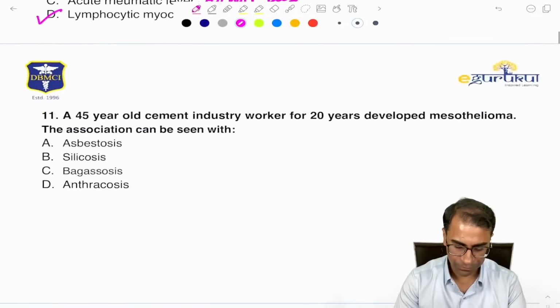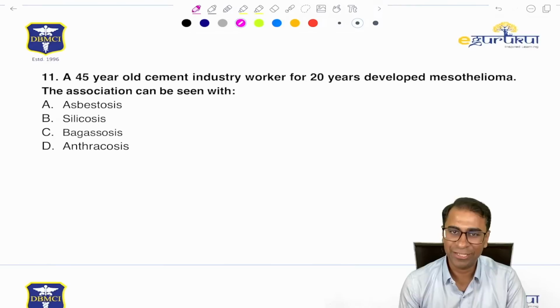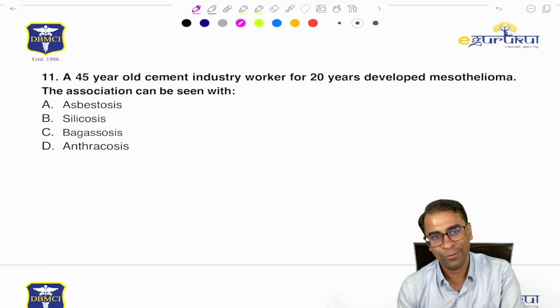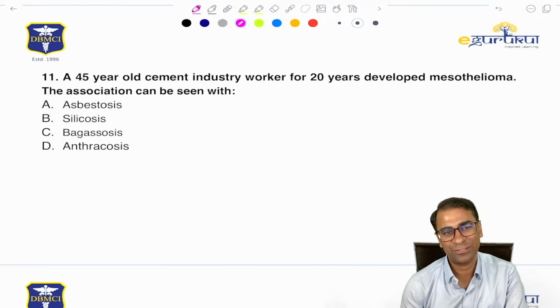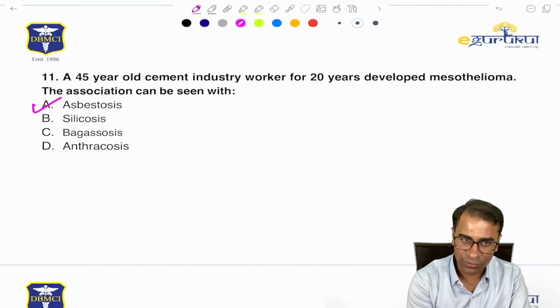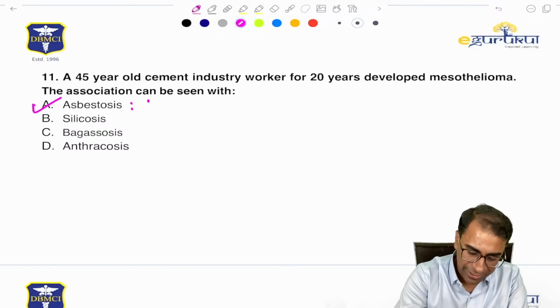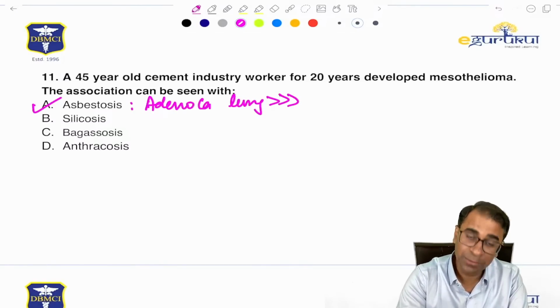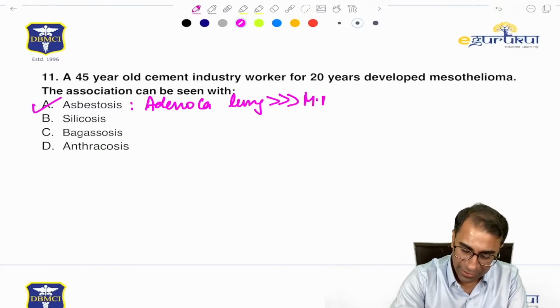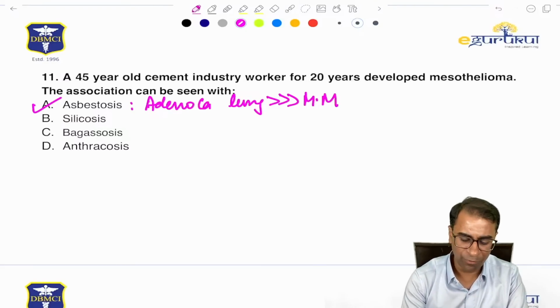Okay, let's go. Question 11. A 45-year-old cement industry worker for 20 years develops mesothelioma. Mesothelioma is a strong association with what? It is seen with asbestosis. Just remember, in asbestosis, the more common lung cancer actually is not mesothelioma. Actually, it is adenocarcinoma of the lung, which is much more common than malignant mesothelioma. Silicosis rarely causes this type of finding.